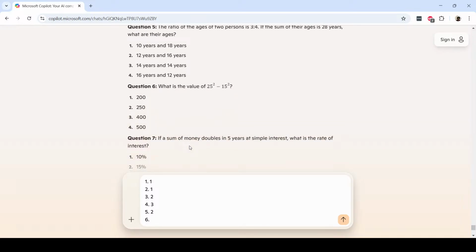What is the value of this? 25 square minus 15 square. Okay, so 25 into 25 is 625, and 15 into 15 is 225, which gives 400.